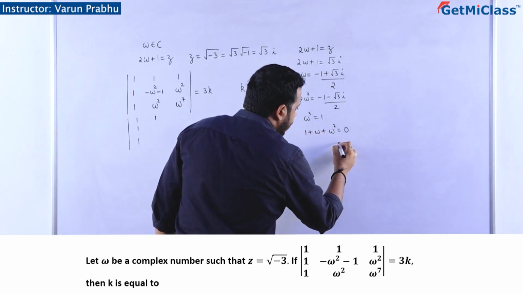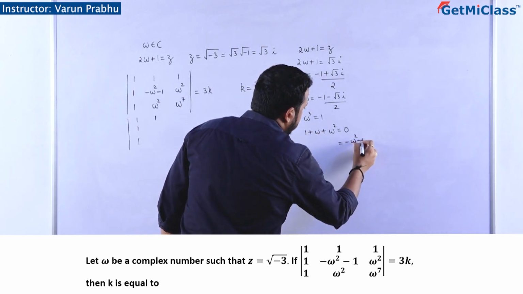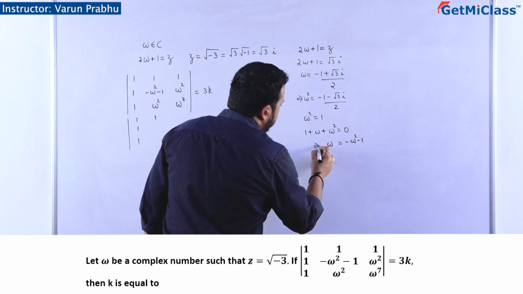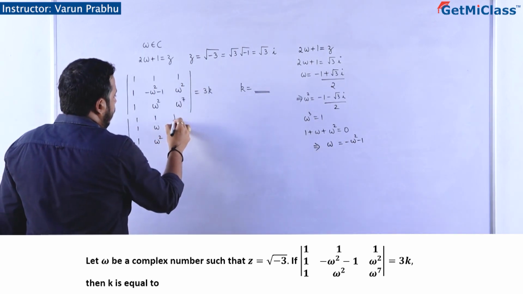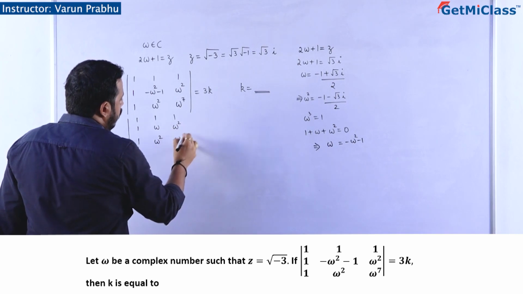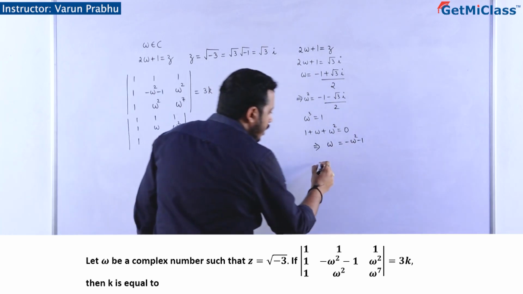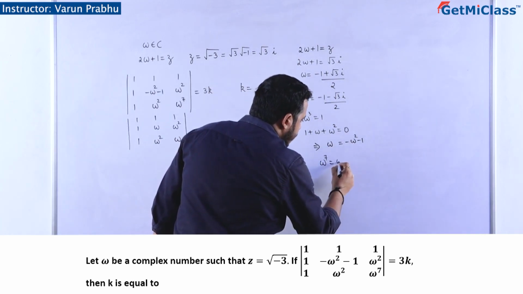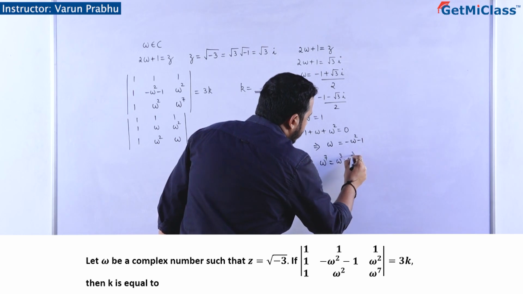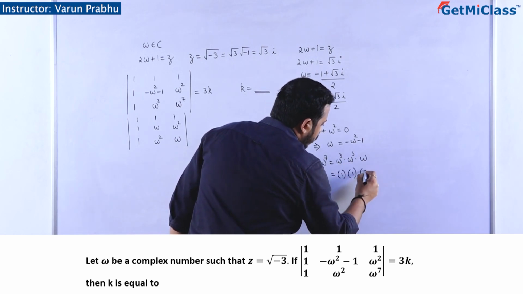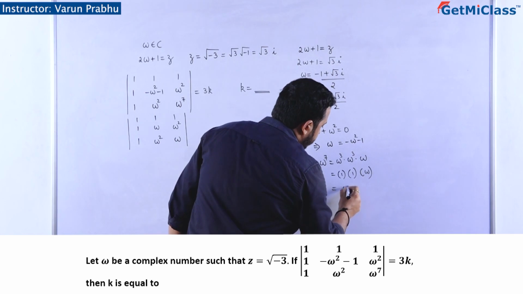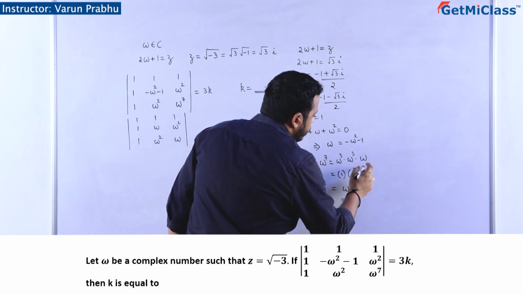So minus omega square minus 1, in this determinant, minus omega square minus 1 will be equal to omega, correct? So I'll replace this as omega square, 1, omega square, and omega to the power 7. Omega to the power 7 can be written as omega cube into omega cube into omega. Omega cube is 1, into omega, correct or not? So the answer that we get is omega.